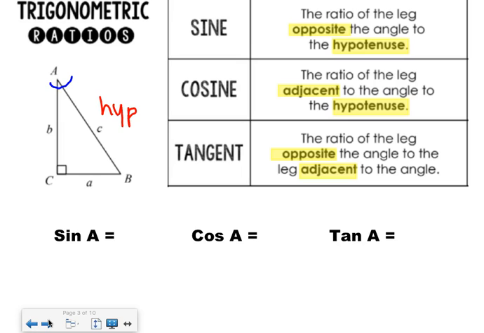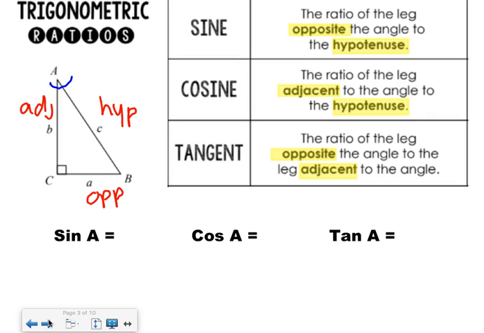Now your opposite leg is all the way across from your angle. So it doesn't touch your angle at all. It's on the totally opposite side of that triangle. That's your opposite. And then your adjacent leg is the one that touches it. Okay? So those are our 3 legs. And now we can write our ratios based on that info.